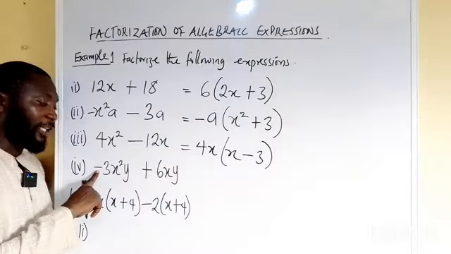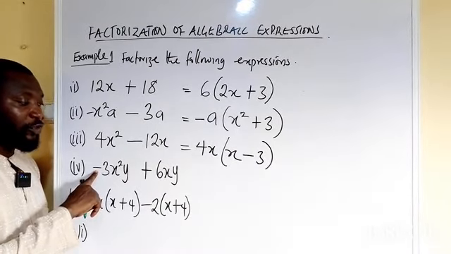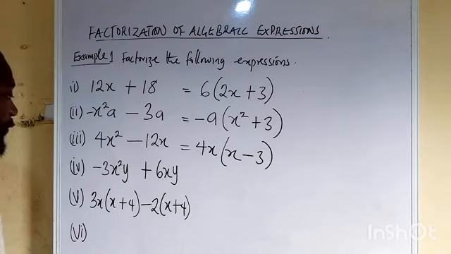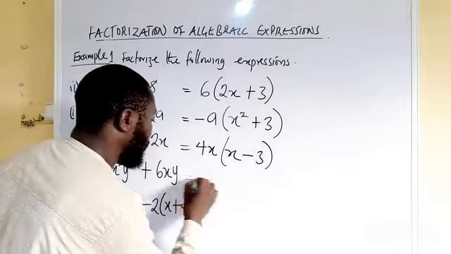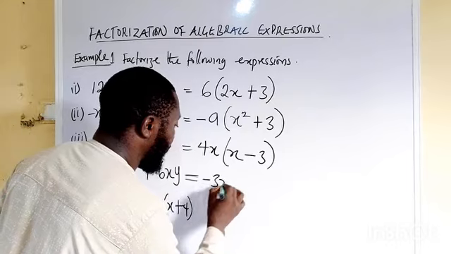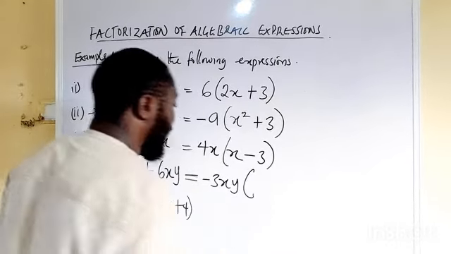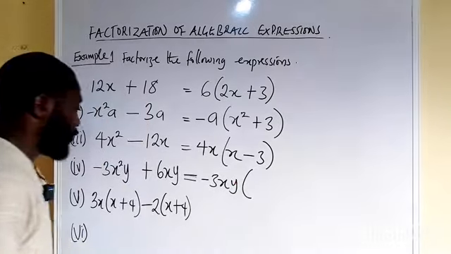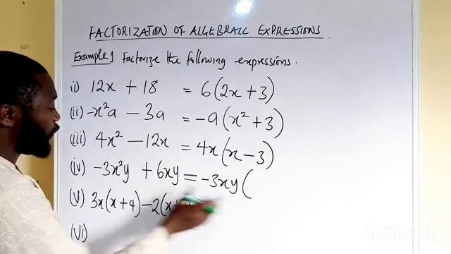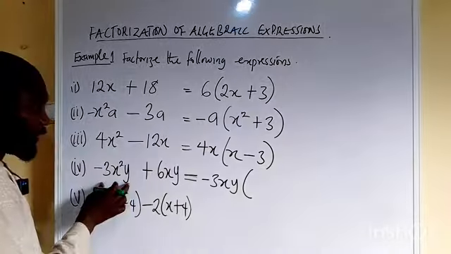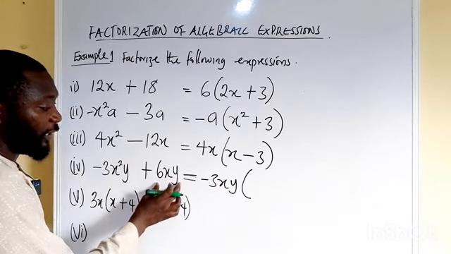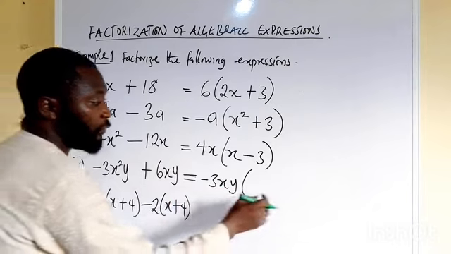Then we have to consider the sign too. We can also take out the negative sign. So now we are taking out -3xy. Negative 3xy is the highest common factor. Now, to know what should be inside the bracket, just use this -3xy to divide this, and whatever is left will be what you get. Divide this also by -3xy. Whatever you get will be what is left.